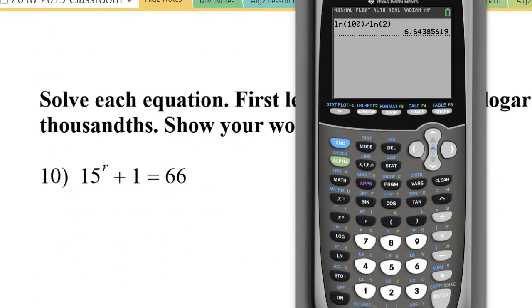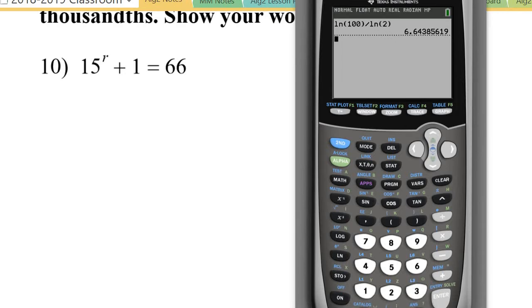Let me show you down here. Let's say I have one like this: 15 to the power of r plus 1 is 66. This has an extra step to it. We need to make sure that this expression is by itself before we start to do anything. So let's get that expression by itself. We subtract 1 from both sides, and we're left with 65 on the right side, and the left side will just be 15 to the power of r.